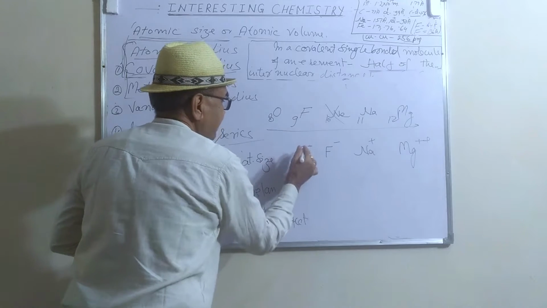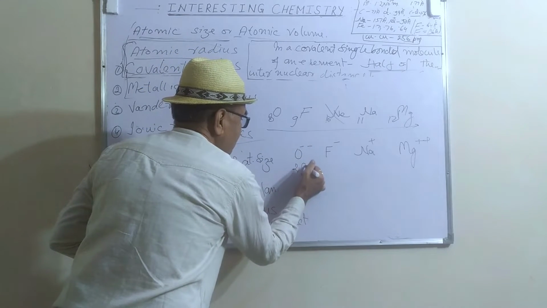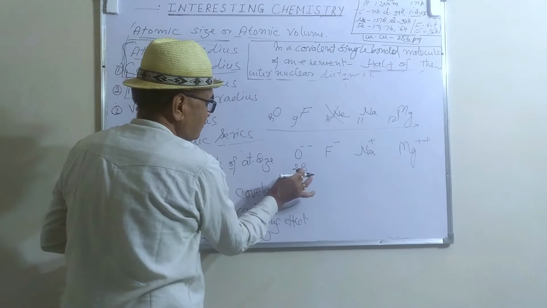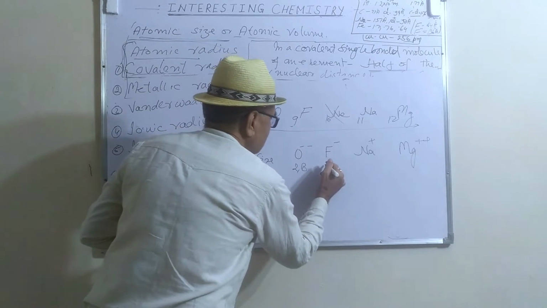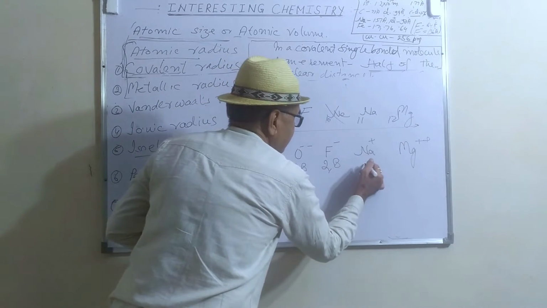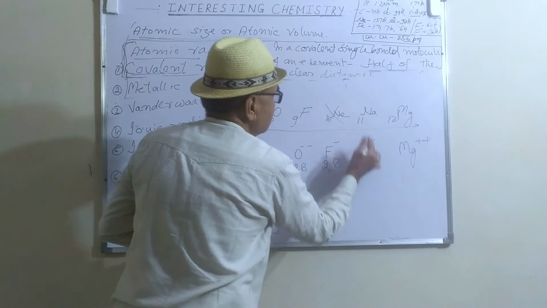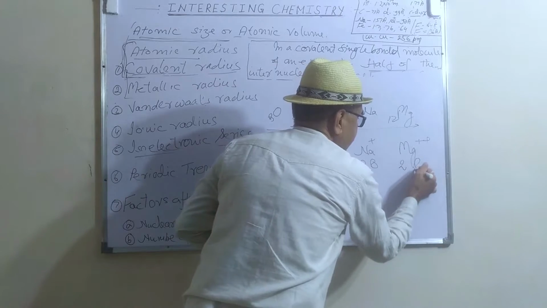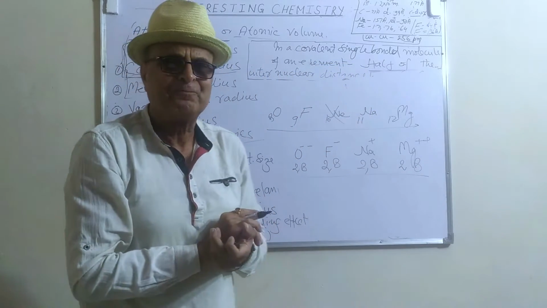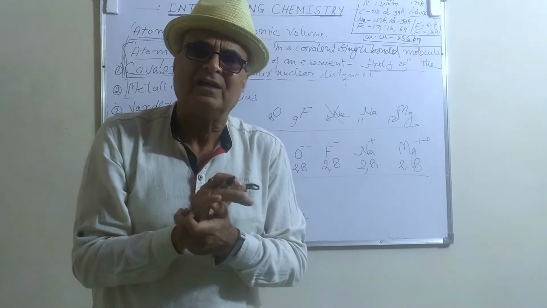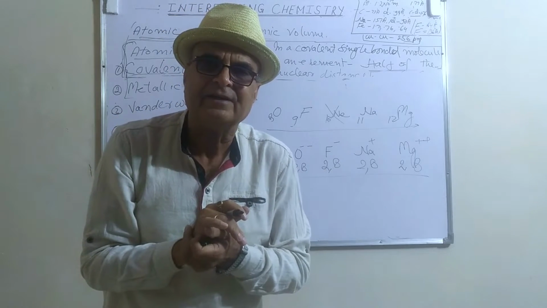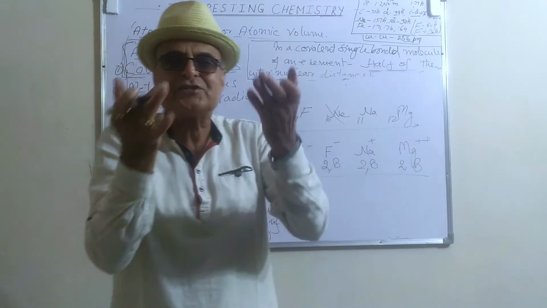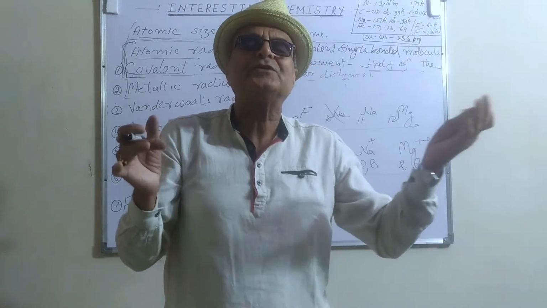Oxygen, atomic number 8, gains 2 electrons, so 8 plus 2 gives the electronic configuration 2, 8. Because two electrons are added, it becomes 10 electrons. Fluorine gains 1 electron, so it is also 2, 8. Sodium loses 1 electron, so from 11 it becomes 2, 8, and magnesium loses 2 electrons, so it is also 2, 8. So this is a series of isoelectronic ions. Now it is asked to write the descending and ascending order of size for this electronic series.